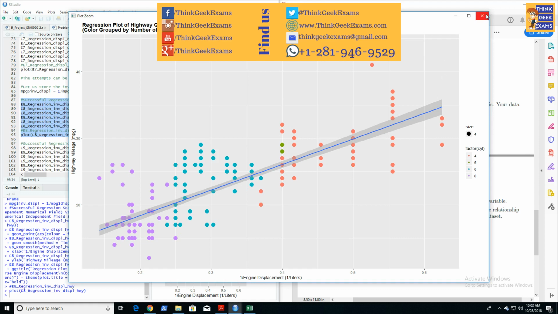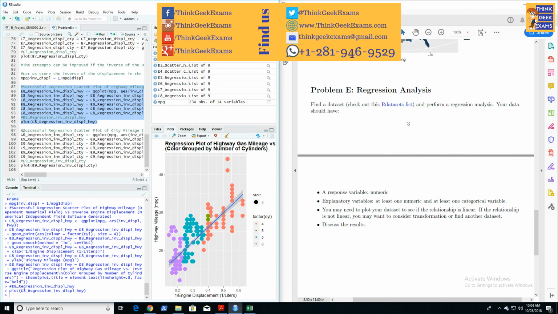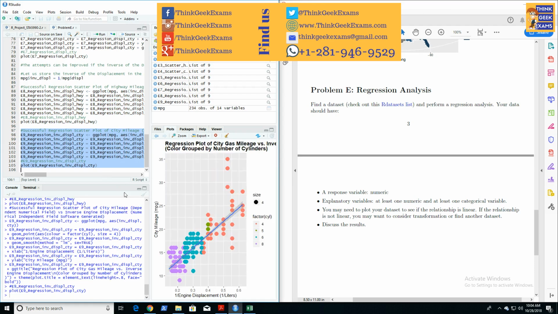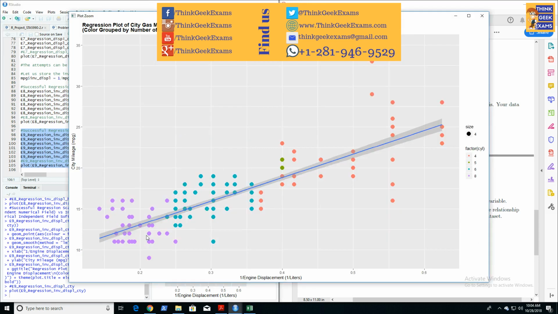Okay, let's do the last plot, which is city mileage versus the inverse of engine displacement. Let's do that. And as expected, because city mileage and highway mileage are correlated, we are seeing a very similar linear progression. There is only one part of the data which is highly uncorrelated. It's like an outlier, but the rest of it is sort of, the line is centrally situated to the scatter data, if you will.